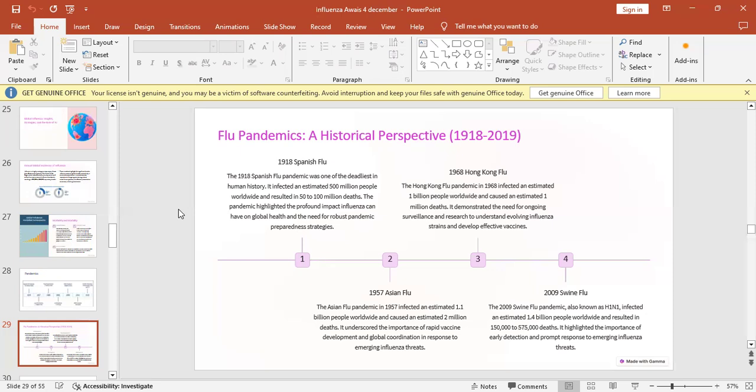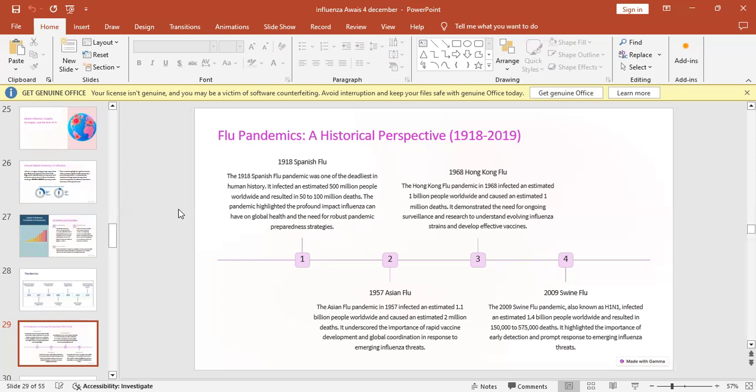The second is in 1957, the Asian flu. The Asian flu pandemic in 1957 infected an estimated 1.1 billion people worldwide and caused an estimated 2 million deaths. It underscored the importance of rapid vaccine development and global coordination in response to emerging influenza threats.